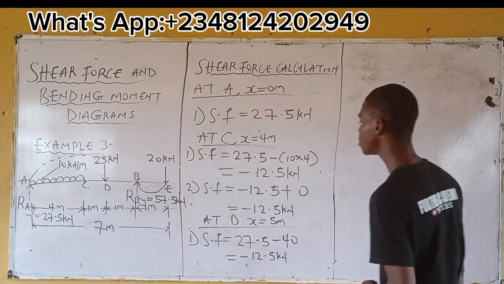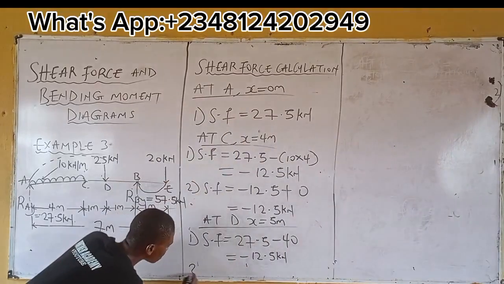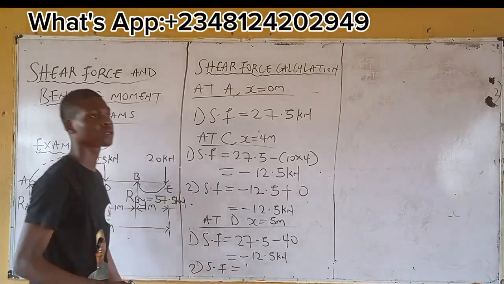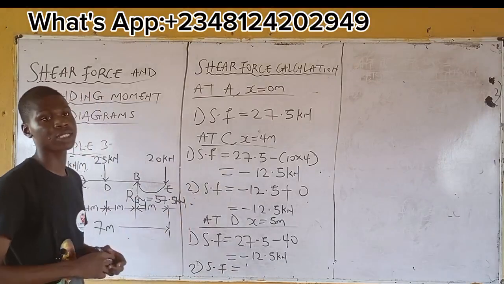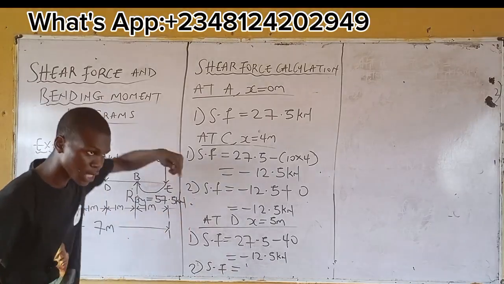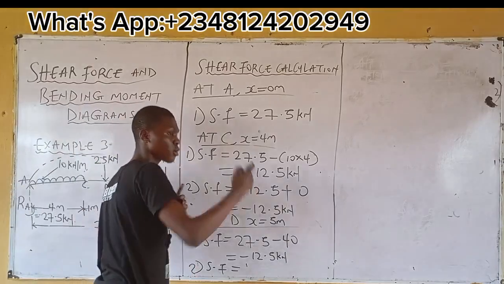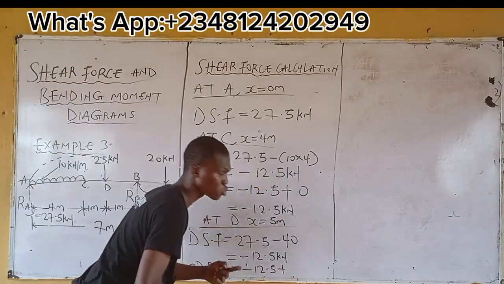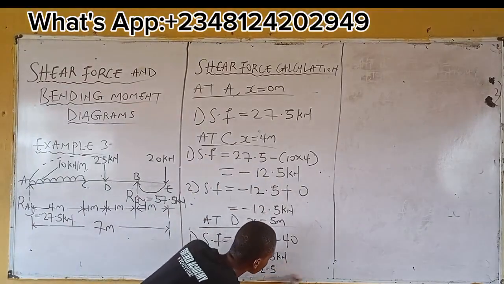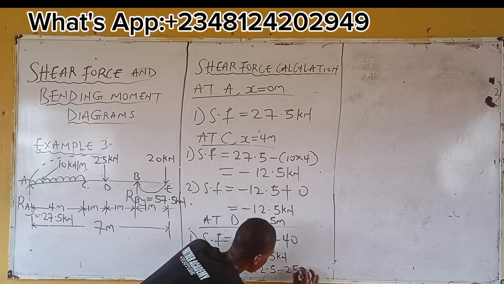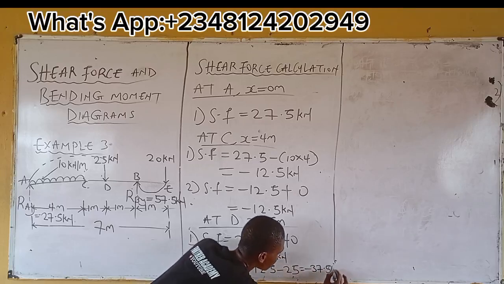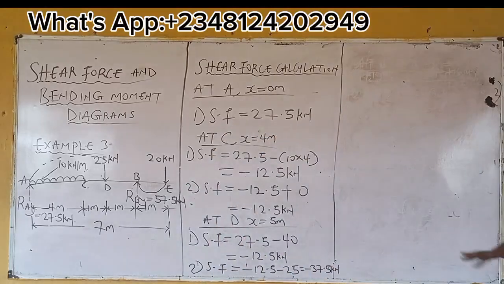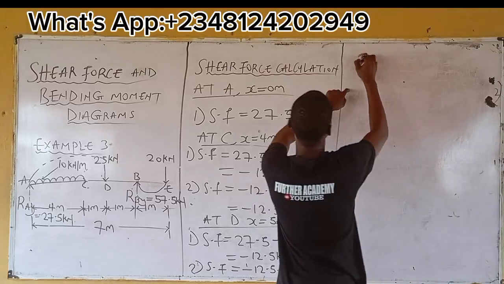How do you get the second value? The second value of shear force at D, that will be what? Or can the second value be calculated at D? Yes. Why? Because there's a force on that point. So I have the previous one I've calculated, which is negative 12.5 plus the force on the point, which is what? Sorry, minus 25. So this is what? Minus 37.5 kilonewton. Any shear force value at D again? No shear force value. Moving on to the next point.